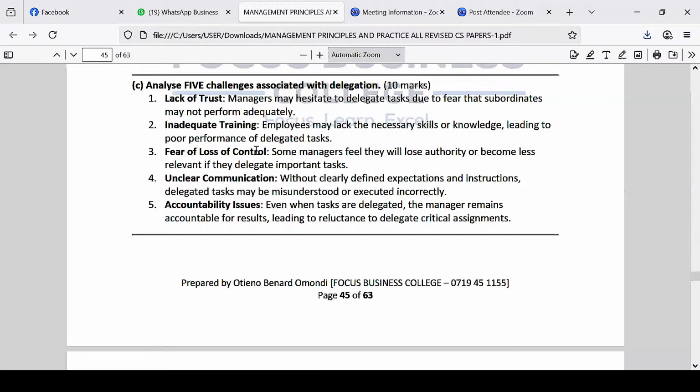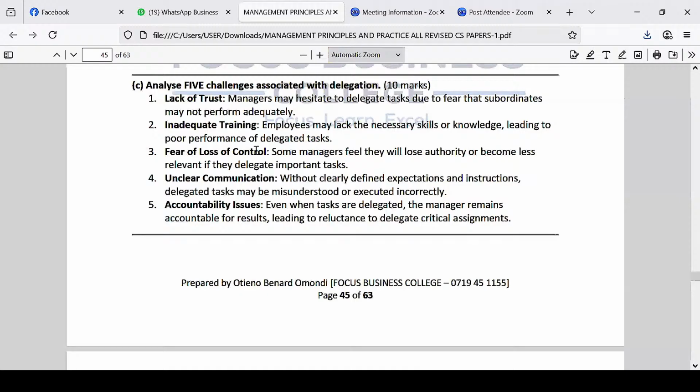And then number five is accountability issues. Even when tasks are delegated, the manager remains accountable for results, leading to reluctance to delegate critical assignments. So we talked about responsibility or accountability. It means as a manager, even if you delegate a task to somebody, let's say, for example, Ngetich is my manager. If Ngetich delegates duty to me, and I do it wrongly, Ngetich will still bear maximum responsibility, and he is accountable for the wrong deeds that I've done.